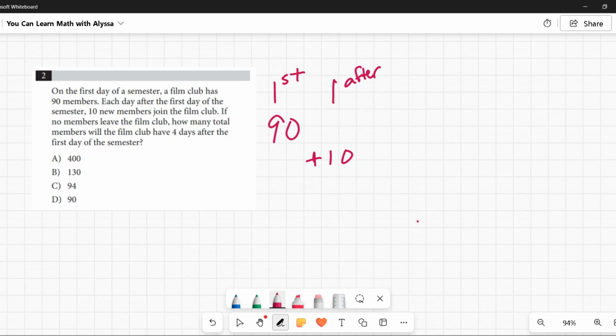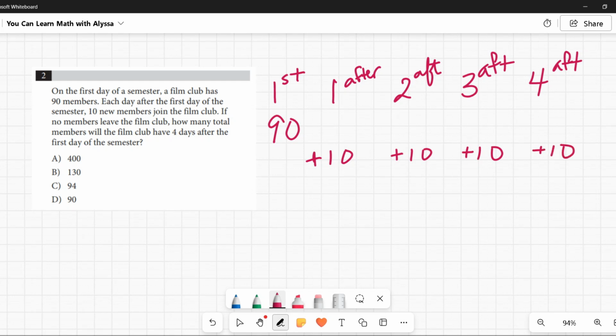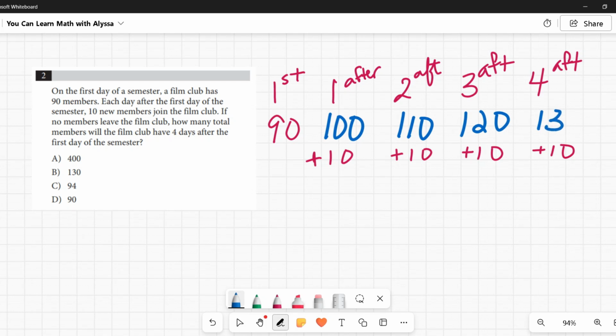Okay, so I'm just going to write this out. So we have the second day after, the third day after, and the fourth day after. I'm not writing after all the way, I'm just writing aft. Okay, and so we know they're adding 10 new members each day. So let's do that math. Let's see, we add 10 to get to 100, then 110, 120, 130. I'm going to double check and make sure that I read this correctly. 4 days after the first day. Okay, so 1, 2, 3, 4 days after. I've added 10 each day.